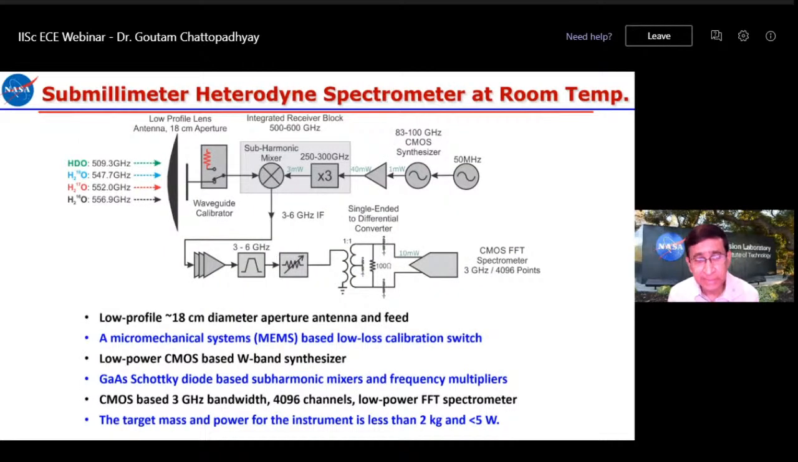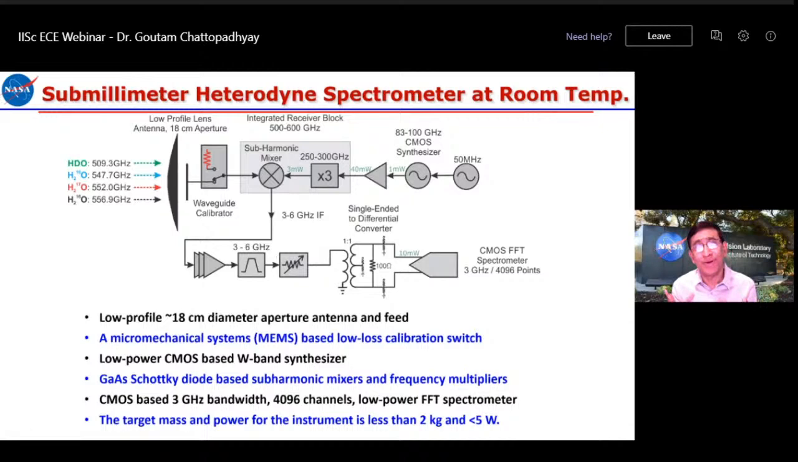This is the sub-millimeter wave heterodyne spectrometer at room temperature, that WhatsApp instrument. If you look at this, we have a low profile antenna, and as I was mentioning, the frequencies that we are targeting are HDO at 509 gigahertz, H2 18O at 547, 17O at 552, and 557 for 16O. We have to have a low profile antenna. We are going for an 18 centimeter aperture. Why?